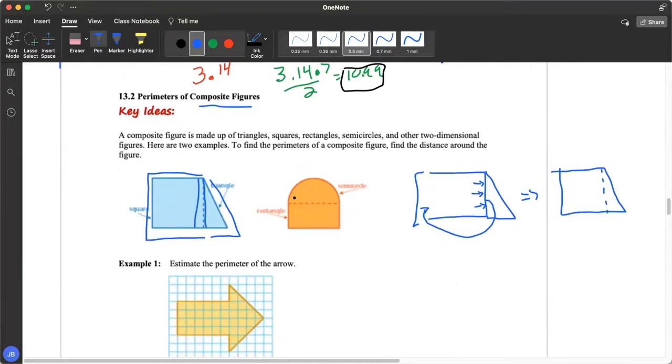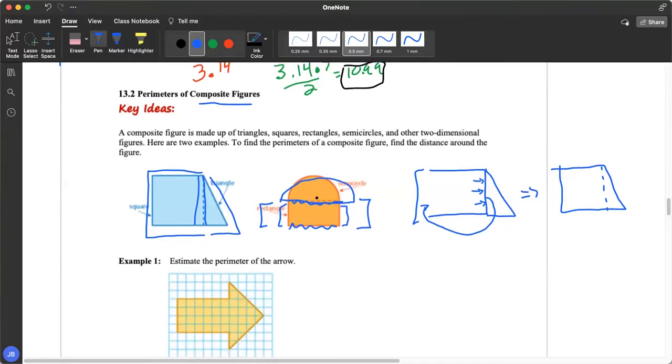Then for this one, right, we just figured out how to do the perimeter of this semicircle. And so that would include this bottom part. So if we knew how wide or how high this rectangle is, we could just add these two sides to this semicircle. And then this part would be included right here in our semicircle. Does that make sense for everybody? Any questions, comments, or concerns? Okay.